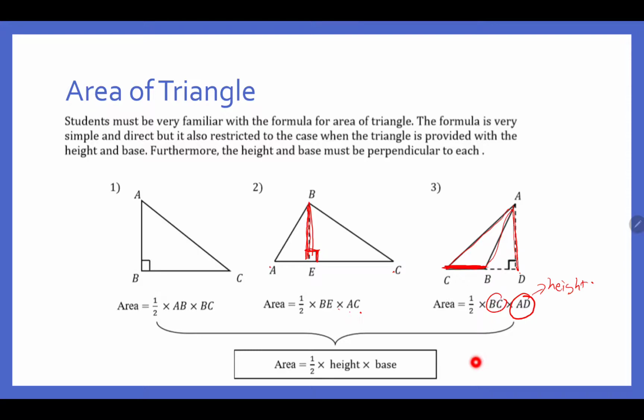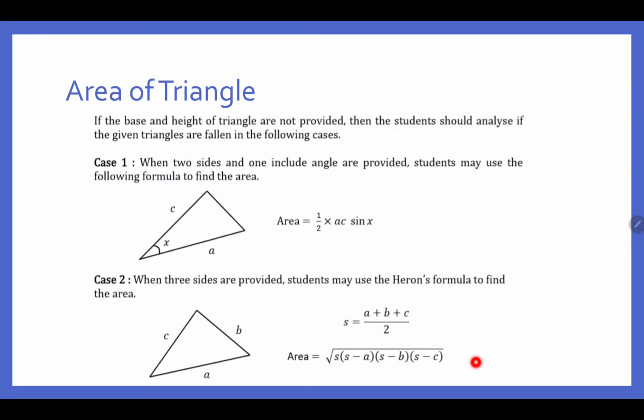Okay, formula ni kita pakai bila case-nya kita tahu height dia, ketinggian dia, dan kita tahu base dia berapa. Kalau kita tak tahu height ataupun tak tahu base dia, tak bolehlah nak guna formula ni. Okay, kita ada lagi satu formula untuk finding area of triangle. Okay, case pertama, when 2 sides and 1 included angle are provided. Okay, we can use this formula.